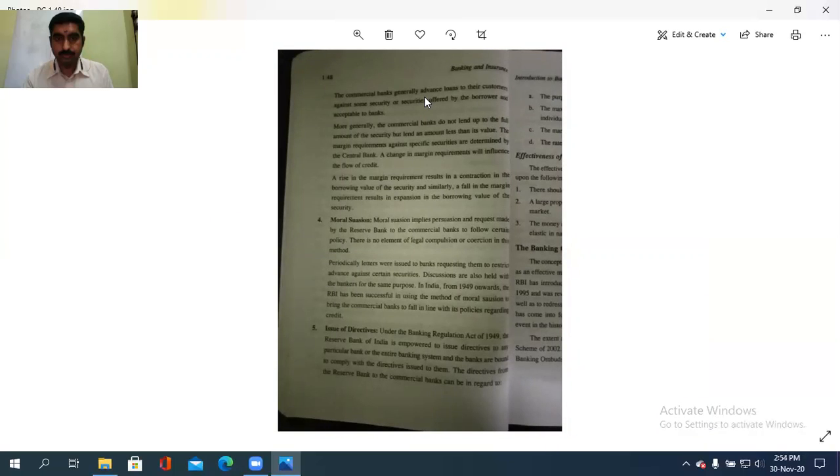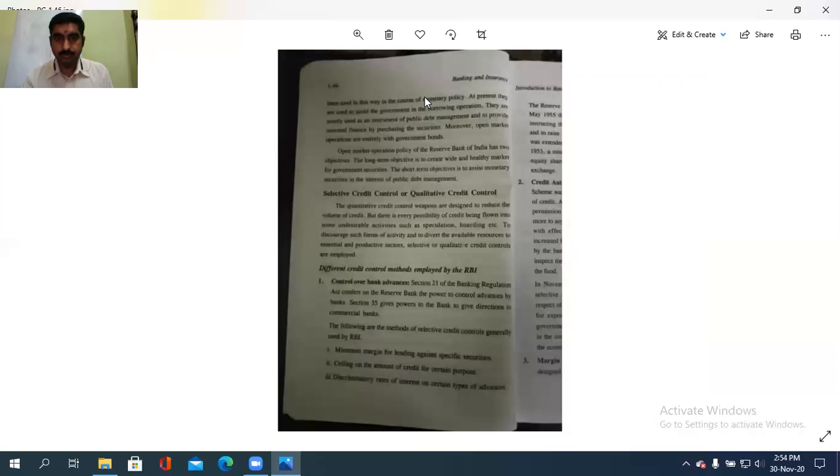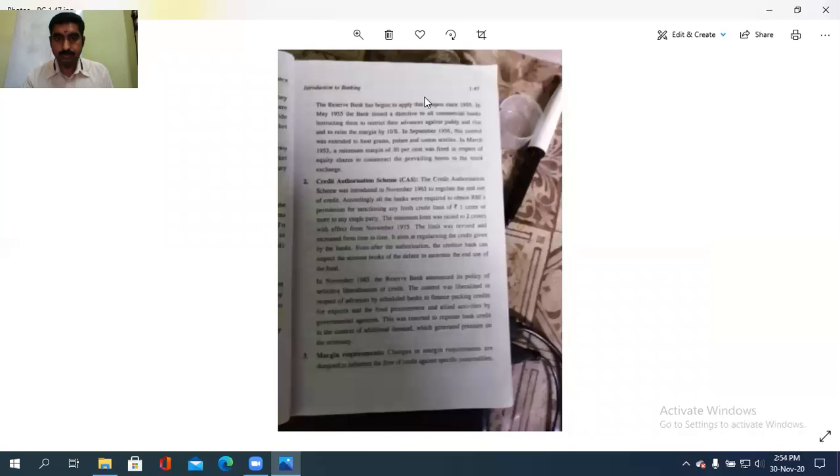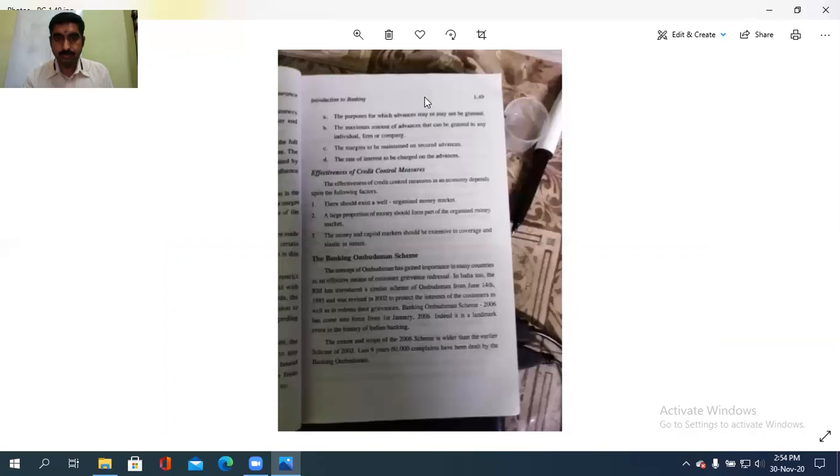So these are the points with regard to the qualitative control. That is, first point is what? Control over bank advances. Another point, credit authorization scheme. Some authorization should be given to somebody to do so. That's credit authorization scheme. Then the margin requirement, moral suasion, and finally issue of directives.